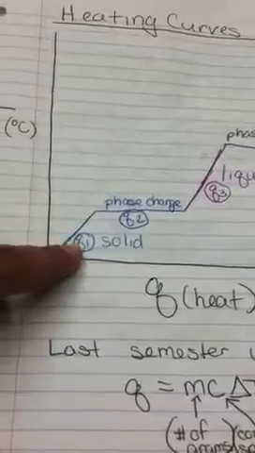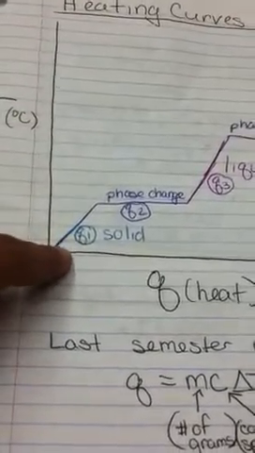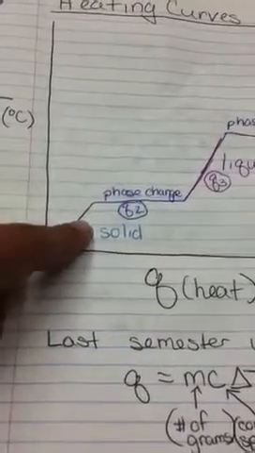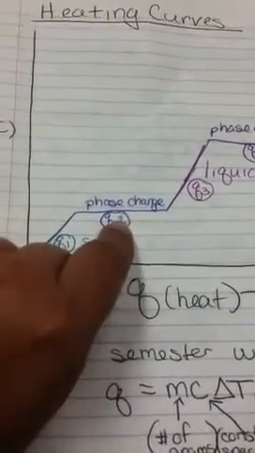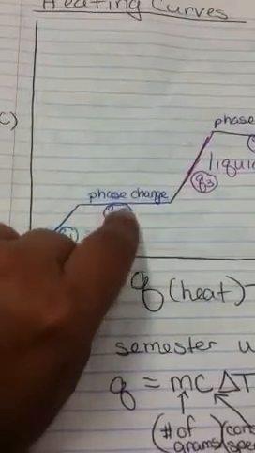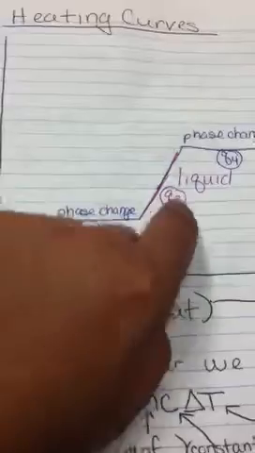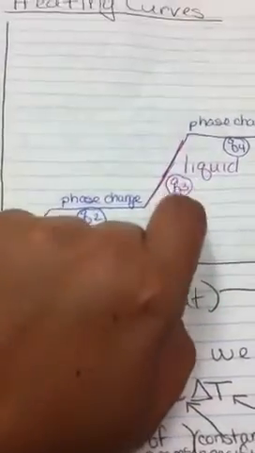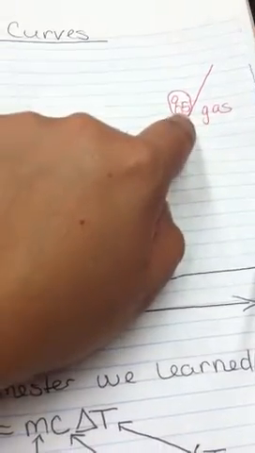And I've labeled these heats Q1 for when it's transforming within the solid phase, Q2 for the phase change, Q3 when the temperature is changing within the liquid phase, Q4 for when the phase change is going on between liquid and gas, and Q5 for when the temperature is changing within the gas phase.